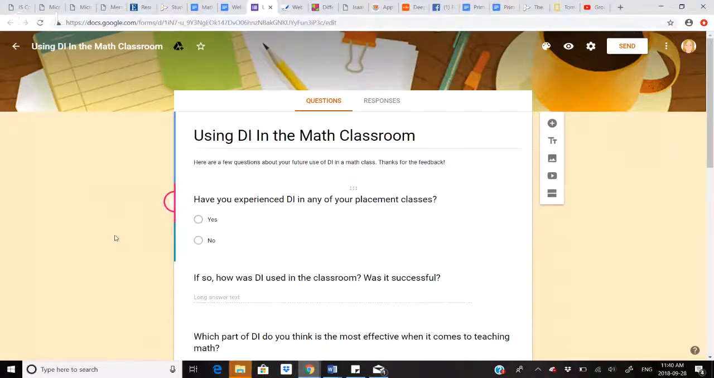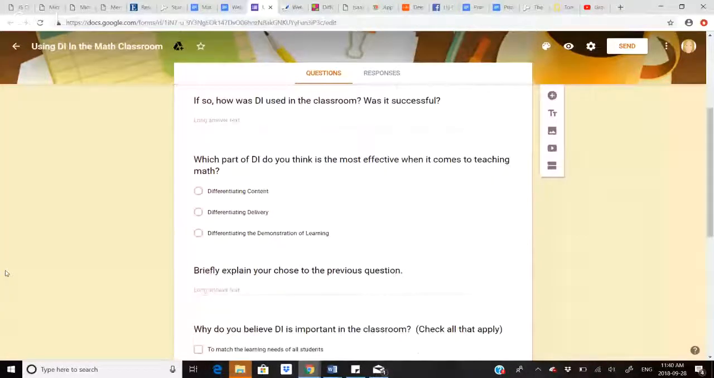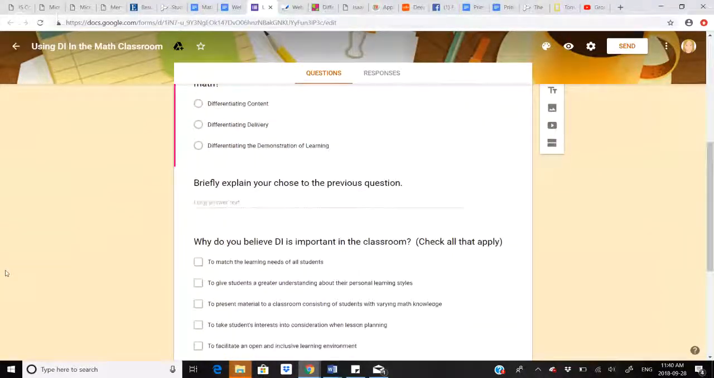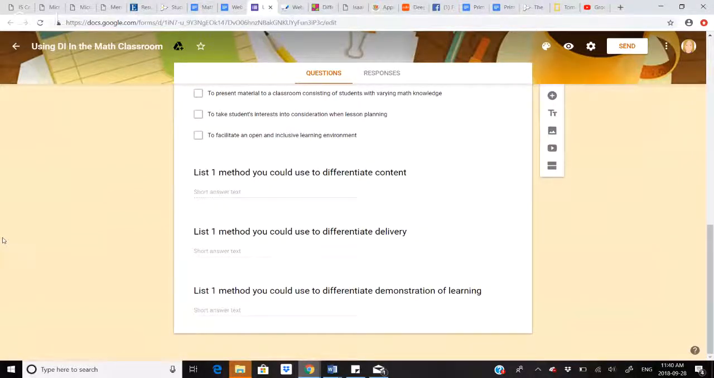If anyone needs us to read it. So have you experienced DI in any of your placement classes? If so, how was DI used in the classroom, and was it successful? Or was it more, they're trying to do it, but it's not really working? Which part of DI do you think is the most effective when it comes to teaching math? Differentiating content, delivery, or demonstration of learning? Briefly explain your choice to the previous question. This is where you can tell us what you're thinking. Why do you believe DI is important in the classroom? And list one method you could use to differentiate content, to differentiate delivery, and lastly, to differentiate the demonstration of learning.